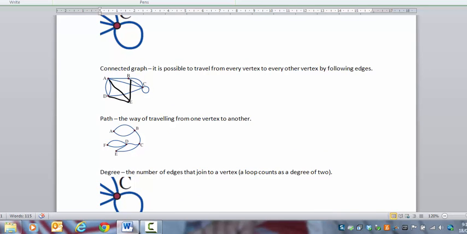Okay, a path. The way of traveling from one vertex to another. So in this example here, I can draw a path that goes from point A to point F in a number of ways. I can go from A to B, B to C, C to E, E to D, D to F. That's one example of the path. We write down a path like this. So we start with the vertex we begin with, and then I simply write the order in which I visit the different vertices. So A to B to C, to E, to D, to F.